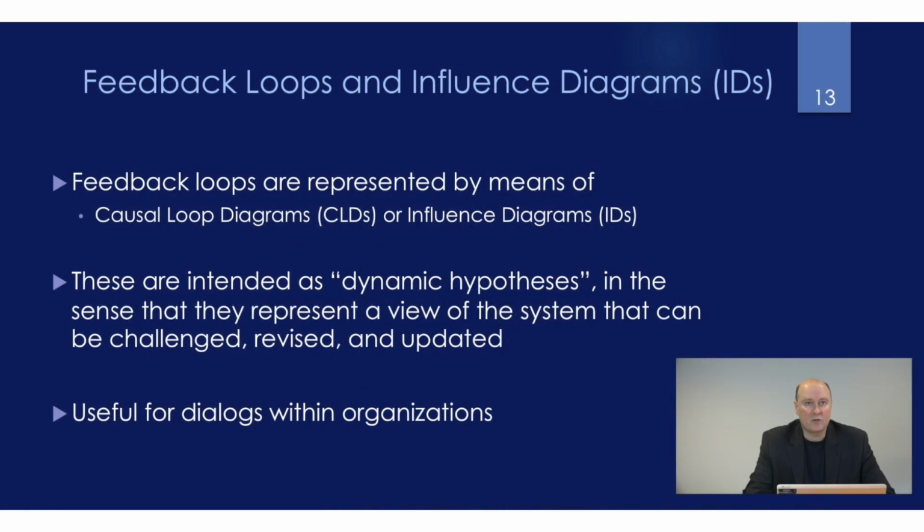Now, feedback loops are represented using causal loop diagrams or influence diagrams. And those causal loop diagrams or influence diagrams should be thought of as dynamic hypotheses. For those of you unfamiliar with the expression, in the context of applying the principles of system dynamics, it means that they represent a view of the system that is posited. That means that it can be challenged, revised, and updated. And therefore, instead of thinking of a representation of a model or a system as a final representation of it, one should think of it as the current view and current understanding of that representation, and therefore subject to revisions based on newer information that will come along.